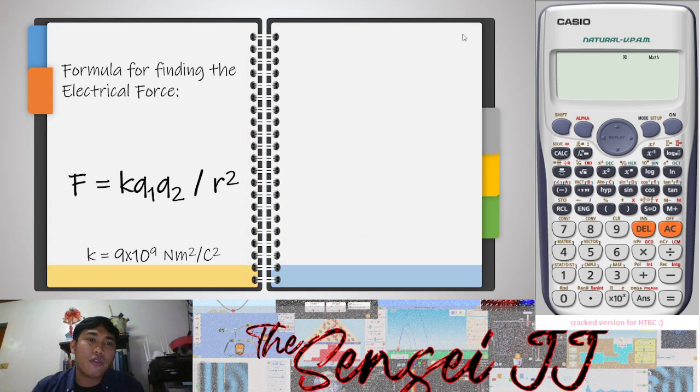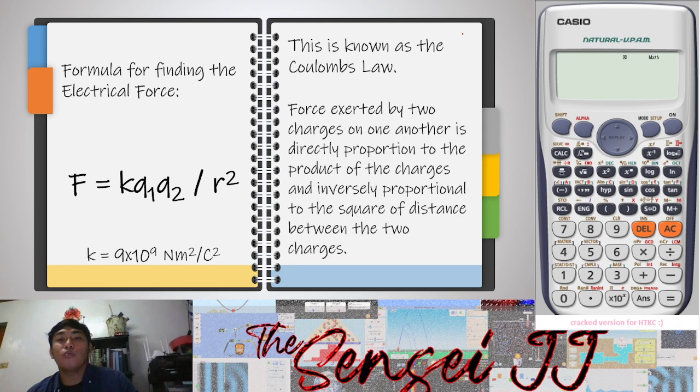So yan, we have here a formula for finding the electrical force. We have F, or force, is equivalent to K Q1 Q2 all over R squared. So we have here our K, our constant, which is 9 times 10 raised to 9 Newton square meter per Coulomb square. Okay, so this is known as Coulomb's law. That's why, as you can see, we have our charge in here that is based in coulombs, because this is a discovery by Coulomb.